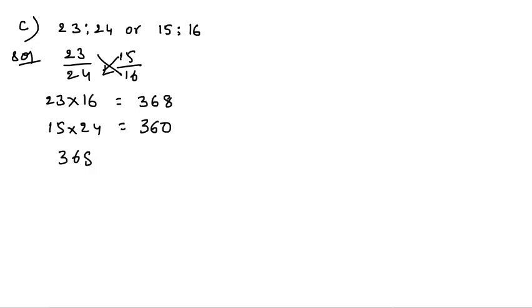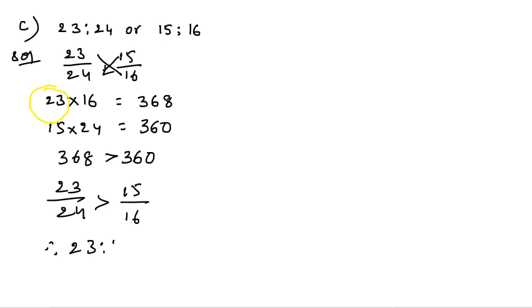Clearly 368 is greater than 360. So in this, 368 has come because of the multiplication product of 23 and 16. In this, the numerator part is 23. 23 is the numerator part of this fraction. So therefore, as 23 is the numerator part here, 23 by 24 is greater than 15 by 16. Hence, 23 is to 24 is greater than 15 is to 16. So this is C bit.